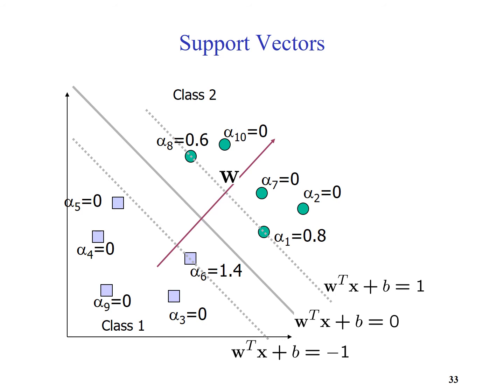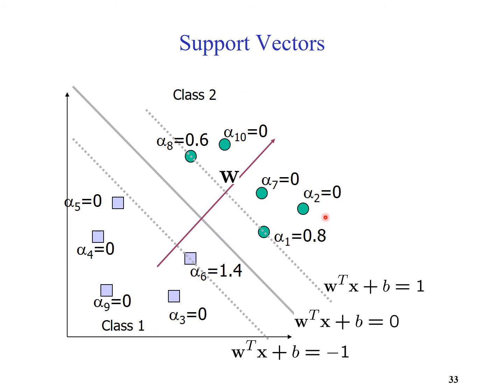So this picture shows examples of alpha. As you can see here, there are many data points, and each has an alpha value. For most of this data, the alpha value is 0. This one, alpha is 1.4. This one is 0.6, and this one is 0.8. For these three, the alpha value is not 0. For the rest, the alpha value is 0.